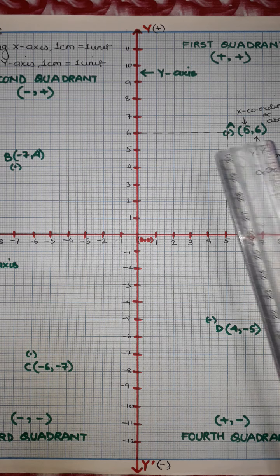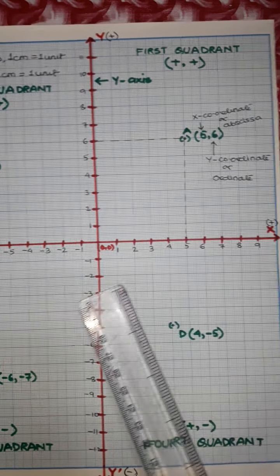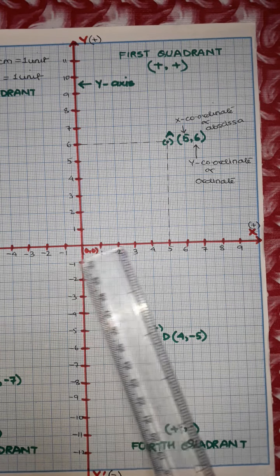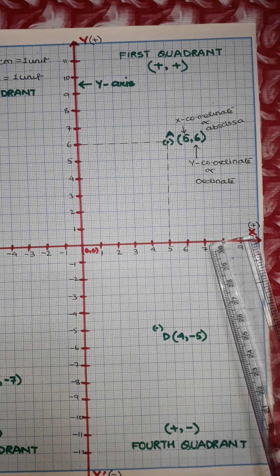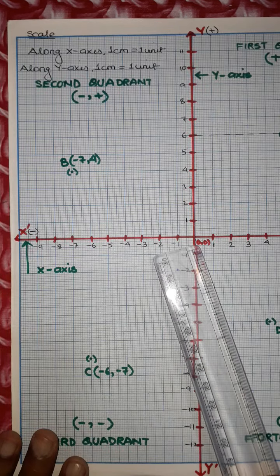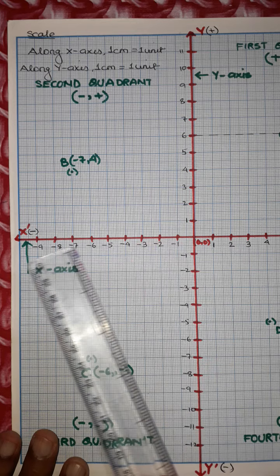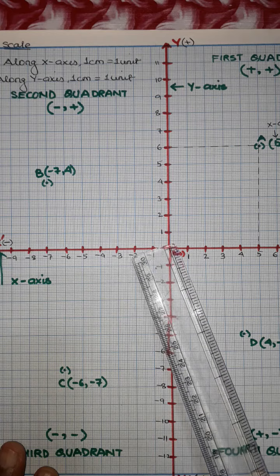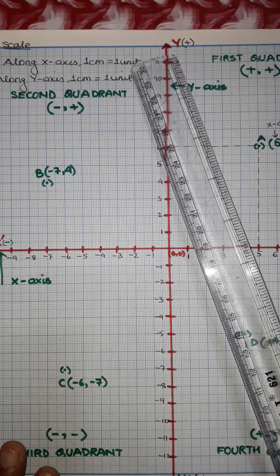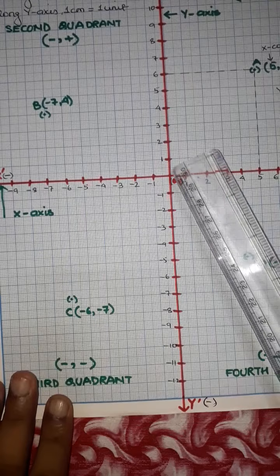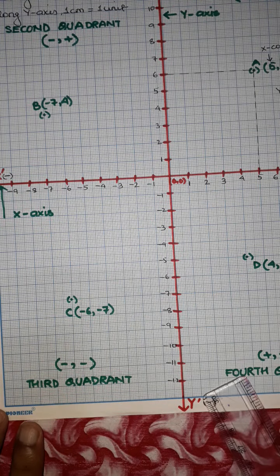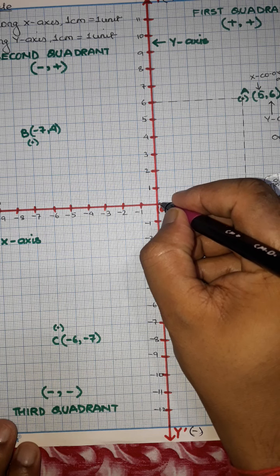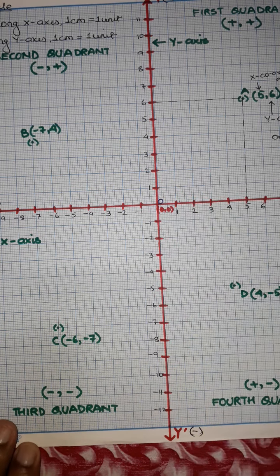Now if you are moving along the x-axis first, that means if you are moving towards the right, that will become the positive x-axis. If you are moving towards the left from the origin, that will be the negative x-axis. Again, from the origin, if you are moving upward, that will become the positive y-axis, and if you are moving downward, that will be the negative y-axis. So you can mark this point as O, right? Okay.